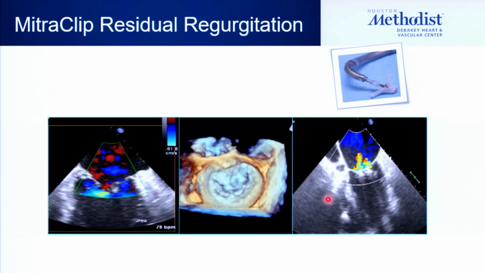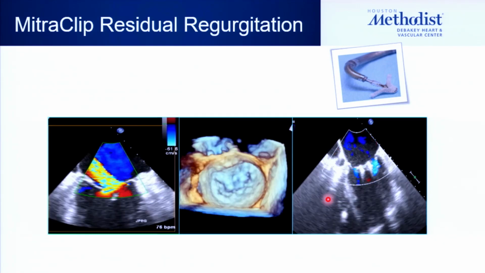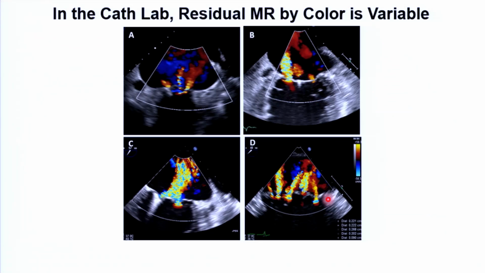The apposition of the leaflets with the TEER procedure, and you could see that with one clip or two clips. And you can have a multitude of different residual jets that can be confusing. You could use vena contracta area using 3D if you are in the cath lab. We've contributed somewhat to this literature.